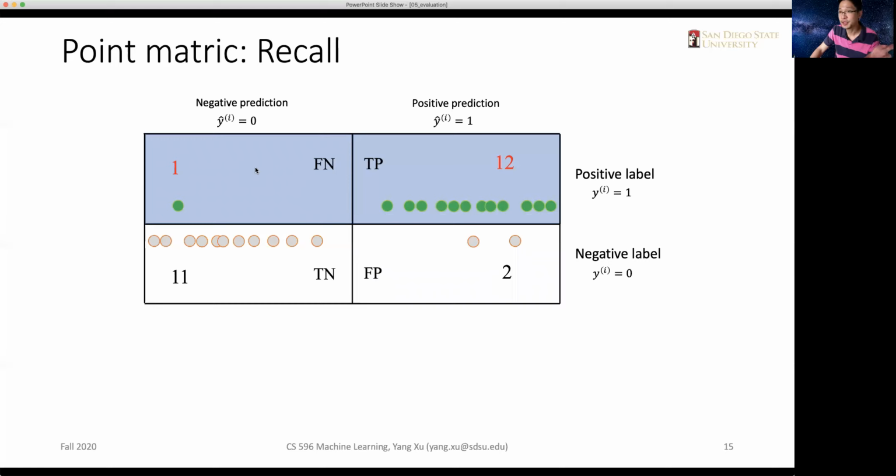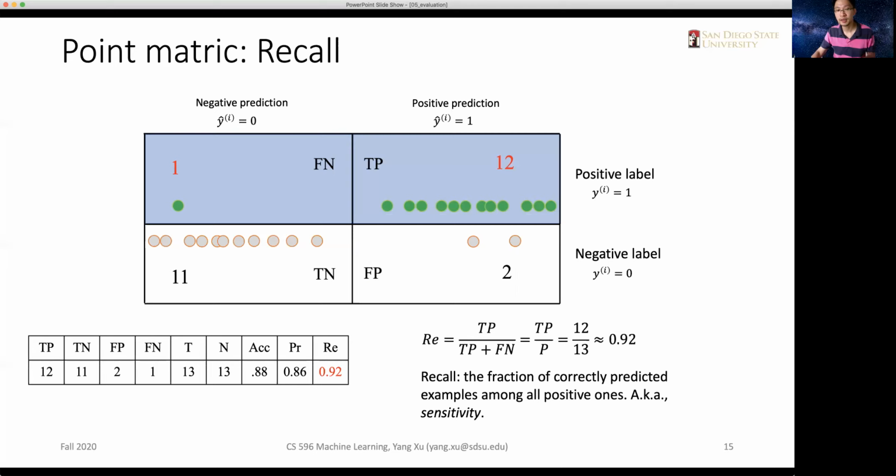False negatives are those examples that are actually positive but are ignored by the model, right? They are not picked up by the model. So we define a concept called recall. The recall is the ratio of true positives among the summation of true positives and false negatives. It is actually the fraction of correctly predicted examples among all positive ones.